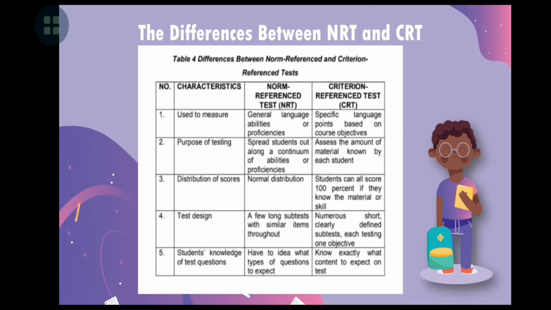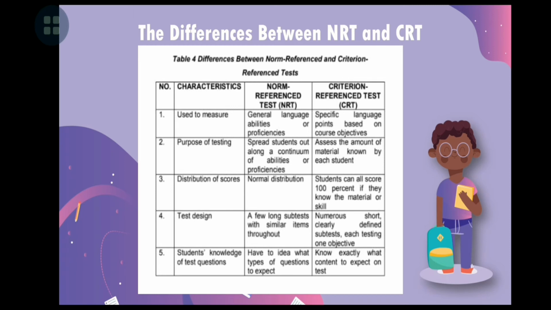And then the second is according to the purpose of the test. NRT has the purpose of spreading students out along a continuum of abilities or proficiencies, while CRT has the purpose of assessing the amount of material known by each student. And then the third, according to the distribution of scores that will result: NRT uses a normal distribution, while with CRT students can all score 100% if they know the material or skill.